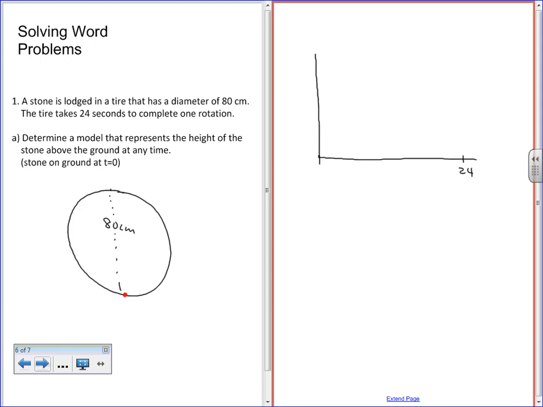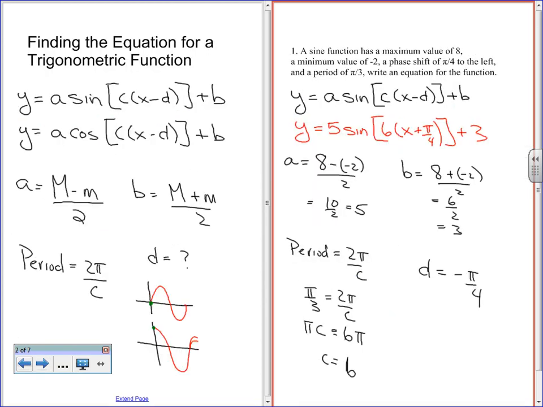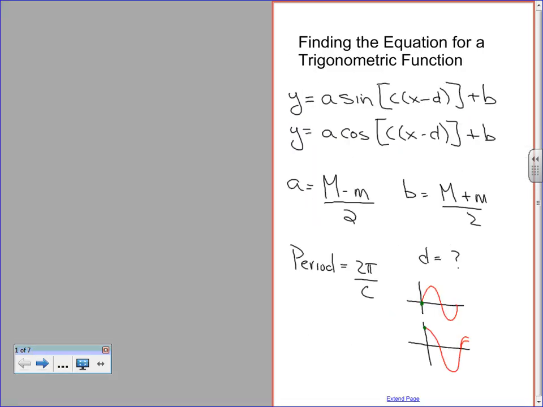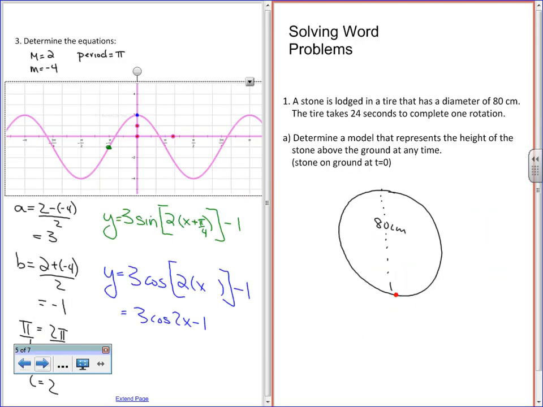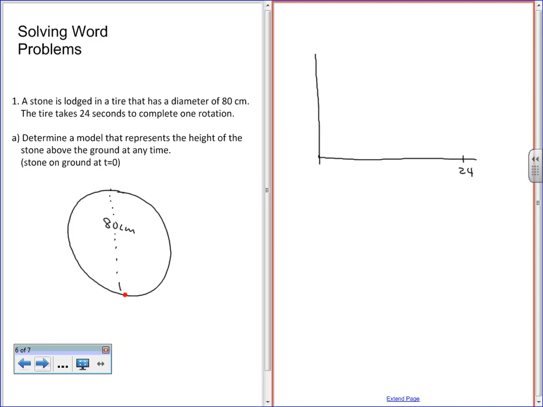Just like with the sine curve, we always use this value, then halfway in between, halfway in between, halfway in between there. So we're just going to label the axis accordingly. Halfway would be 12, halfway between there would be 6, halfway in between here would be... Make sense how I labeled the x-axis?